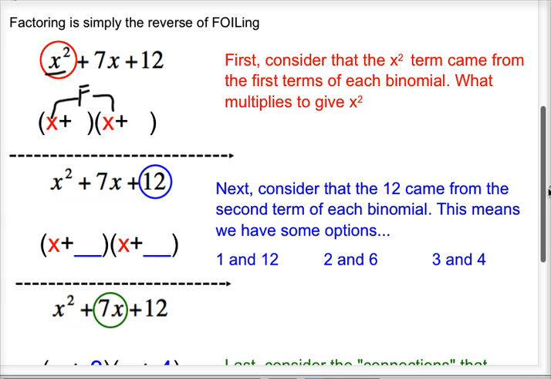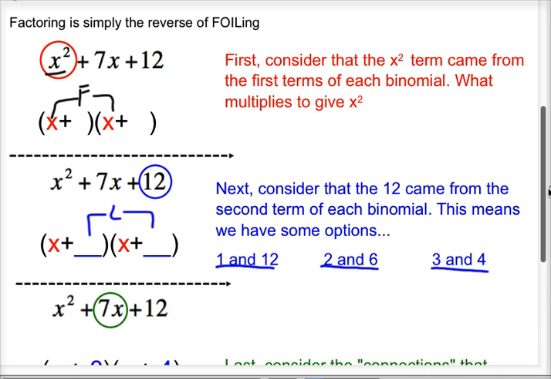Now, how about that 12? Well, that 12 came from the L, the last terms of each binomial. Now, multiplying to 12, there we actually have some options we're going to have to consider, okay? Because 1 times 12 is 12. 2 times 6 gives you 12. 3 times 4 gives you 12. So here it's not so set in stone. Here we have some options that we're going to have to consider.